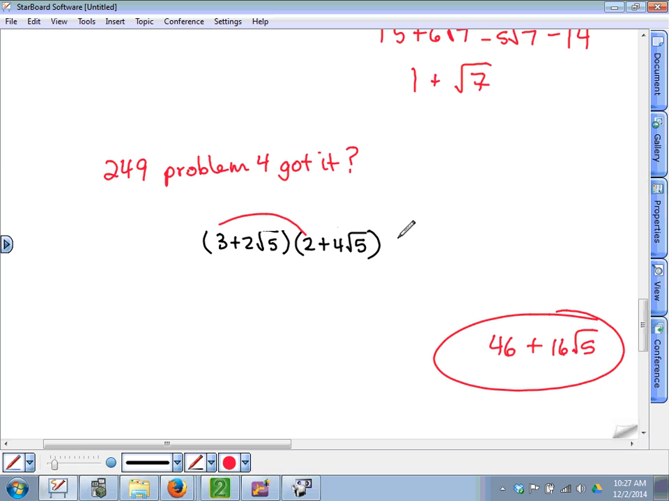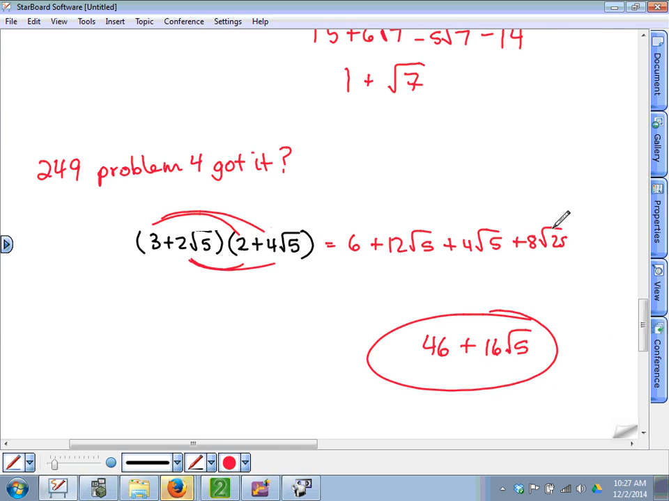Okay, 3 times, just real quick here, 3 times 2 is 6. 3 times 4 root 5 is 12 root 5. 2 root 5 times 2 is 4 root 5. And then 2 root 5 times 4 root 5 is 8 square roots of 25. But square root of 25 is just 5. 8 times 5 is 40. 40 plus 6 is 46. 12 root 5 plus 4 root 5 is 16 root 5. So it's 46 plus 16 root 5.